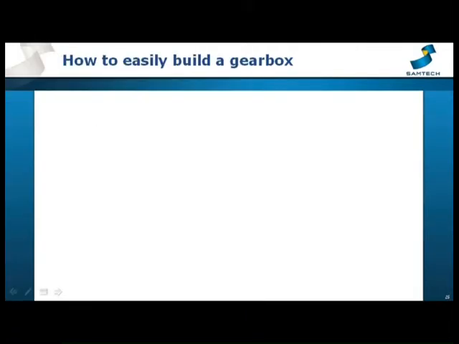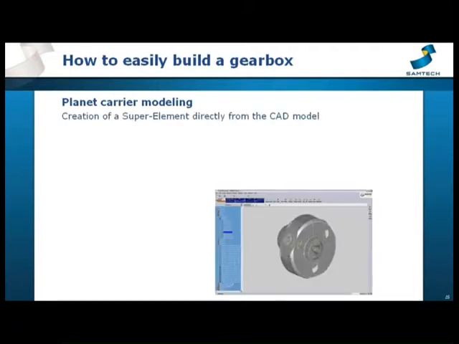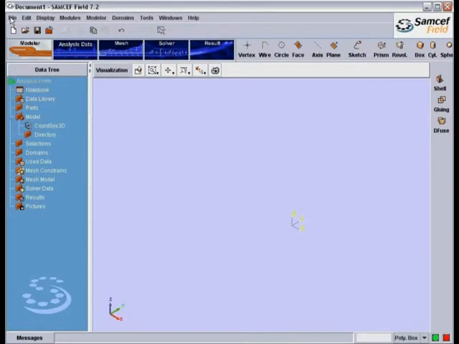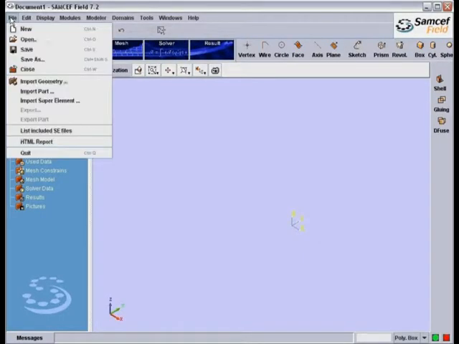Let's now explain in more detail how a gearbox should be built. Let's start with the planet carriers. The first step in building a gearbox would be to reduce these parts to superelements, as illustrated in the following video. This brief demo shows the steps in building a superelement.